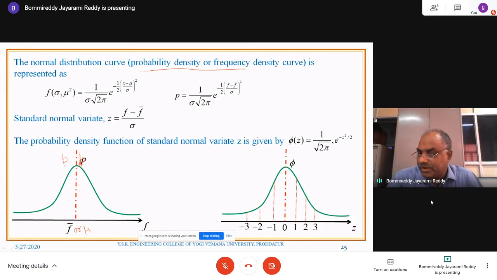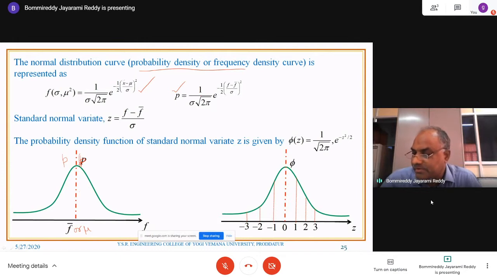So from this particular equation, f of x given mu and sigma square equals 1 by sigma root 2 pi, e power minus half, x minus mu by sigma whole square. This is also useful in mathematics, in the normal distribution curves and probability chapter. Okay. So this is the original function given. But according to our requirement, this f is nothing but p, probability. We can call it probability density, and 1 by sigma root 2 pi.